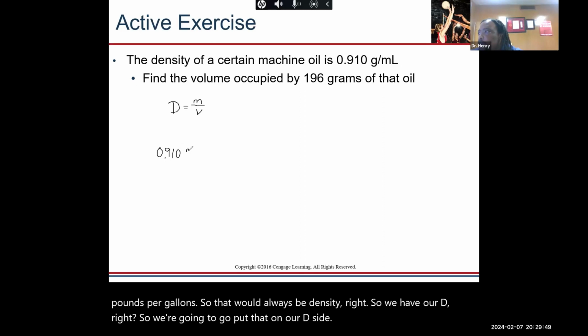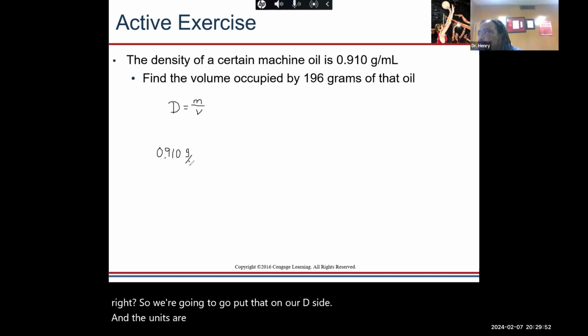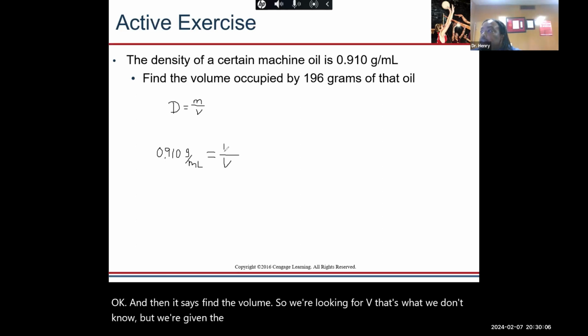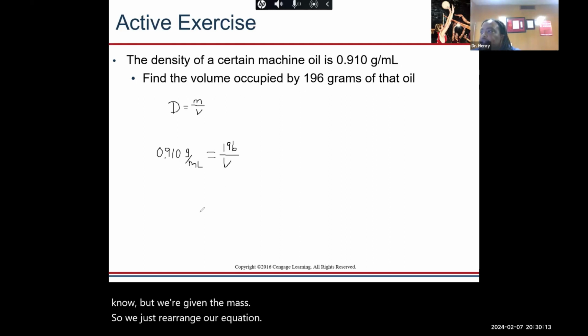And the units are grams per milliliter. Okay, and then it says find the volume. So we're looking for V. That's what we don't know, but we're given the mass. So we just rearrange our equation to get V by itself. So V is going to be equal to, this is going to be brought underneath.